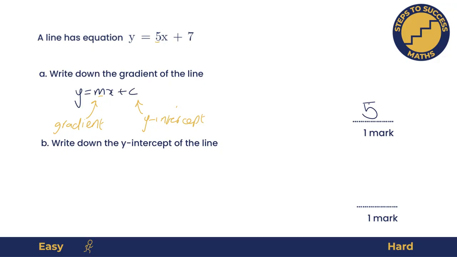And then part B, write down the y-intercept of the line. So we're looking for the bit at the end. So this is plus 7, so it's 7.